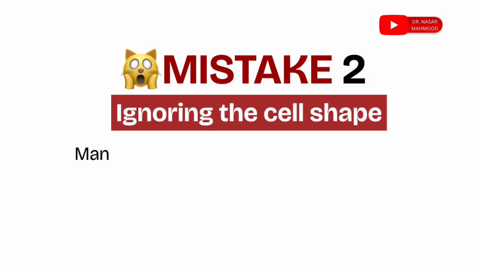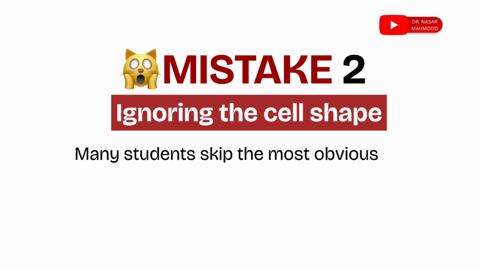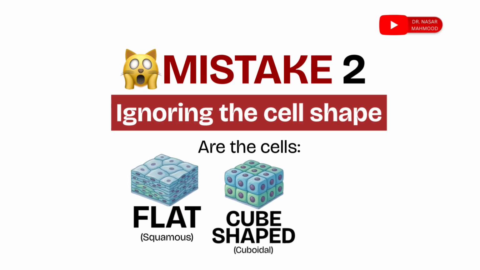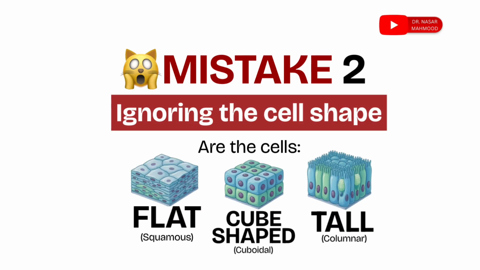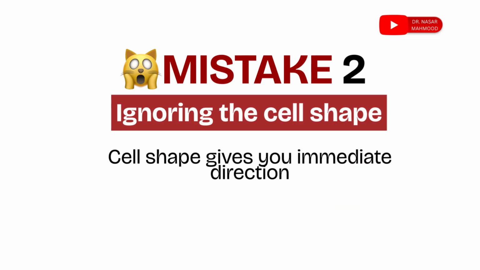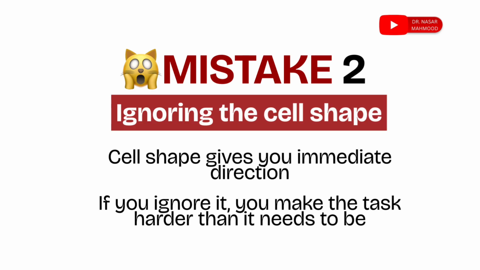Mistake number 2. Ignoring the cell shape. Many students skip the most obvious clue, which is cell shape. If the cells are flat, cube-shaped, or tall, cell shape gives you an immediate direction. If you ignore it, it always makes the task harder than it needs to be.